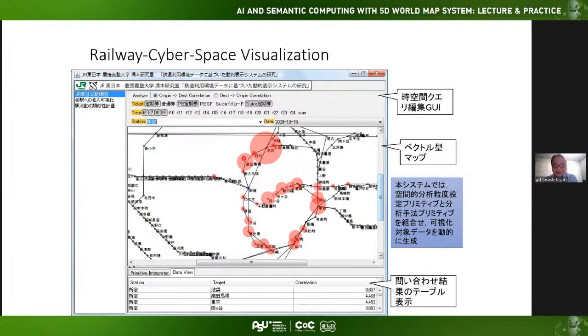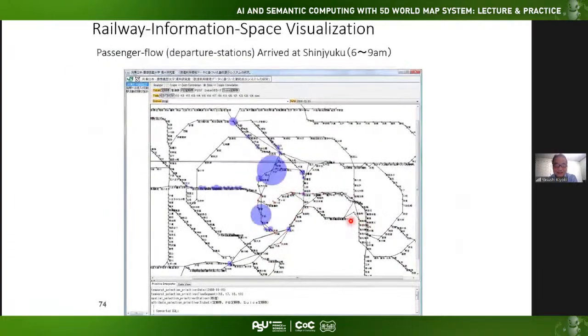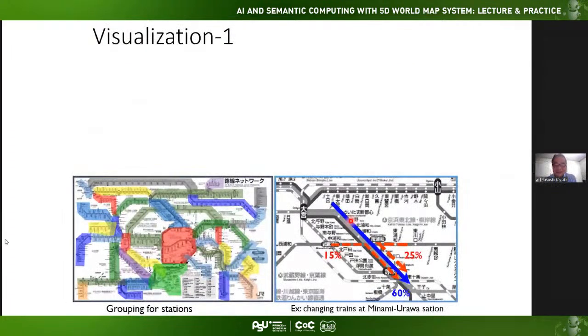In the morning time, how many people are moving to other stations from Shinjuku? This is a very simple analysis. And how many people are coming to Shinjuku from other stations? This is commonly integrated, but this is an important analysis.